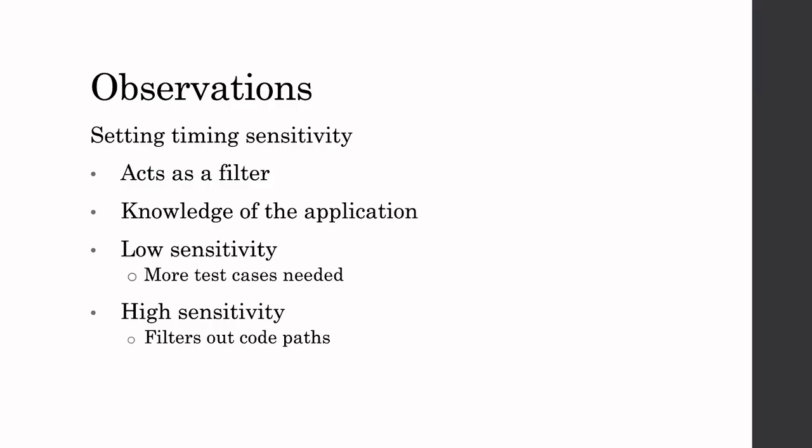But in general, if you're not sure, there is a trade-off between setting a low sensitivity and high sensitivity. At a low sensitivity, you're going to have a lot more noise and a lot of false positives, but you will probably hit a lot more code paths. But if you set it to a high sensitivity, it filters out the false positives, but it can also filter out real paths that might take a short amount of time, so the fuzzer can miss those code paths.